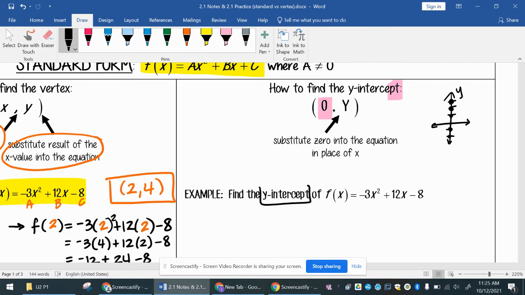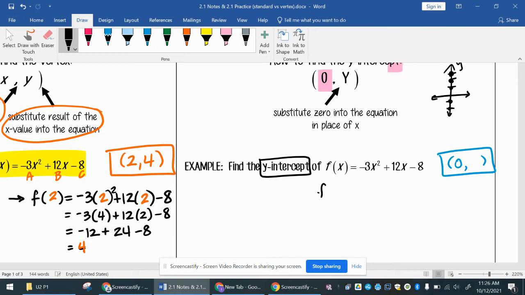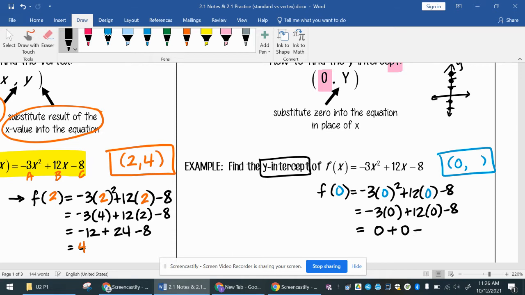So to find the y-intercept, you're essentially going to find an ordered pair that has an x value of 0. To find it algebraically, you take your equation and you substitute 0 into it. You follow the order of operations: parentheses and exponents first, then multiplication or division, and then addition or subtraction.